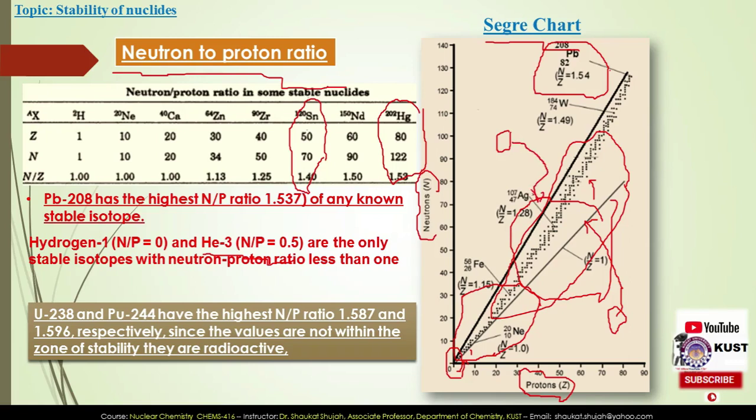Now lead is the heaviest element with a stable isotope and its N by Z value is 1.54. For uranium 238 and plutonium 224, the N by P ratio values are 1.587 and 1.596 respectively. And since these values are not within the zone of stability, therefore these isotopes are radioactive.